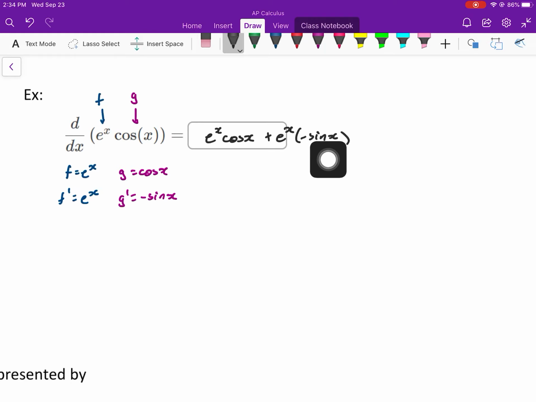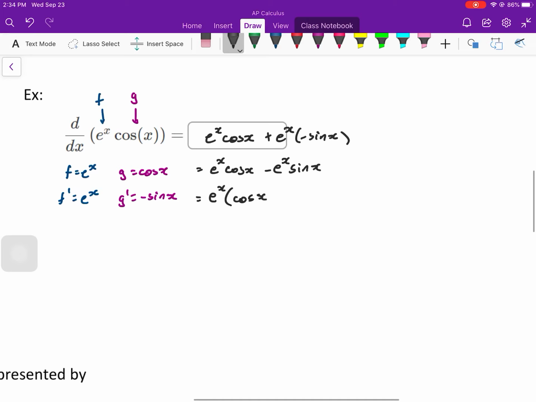Now realize that's e to the x times negative sine x. This will become minus e to the x sine x. And then we can factor out the e to the x since that's in common. And there you go.